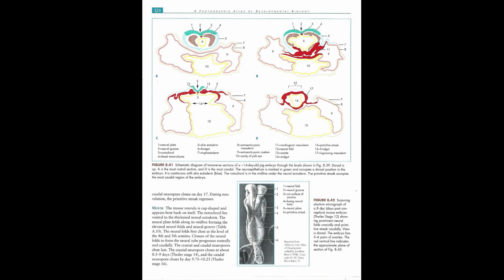The mouse neurula is cup-shaped and appears bent back on itself. The notochord lies ventral to the thickened neural ectoderm. The neural plate folds along its midline, forming the elevated neural folds and neural groove, Table A10. The neural folds first close at the level of the 4th and 5th somites. Closure of the neural folds to form the neural tube progresses rostrally and caudally. The cranial and caudal neuropores close last. The cranial neuropore closes at about 8.5 to 9 days, Theiler stage 14, and the caudal neuropore closes by day 9.75 to 10.25, Theiler stage 16.